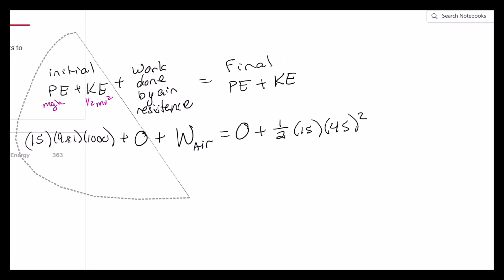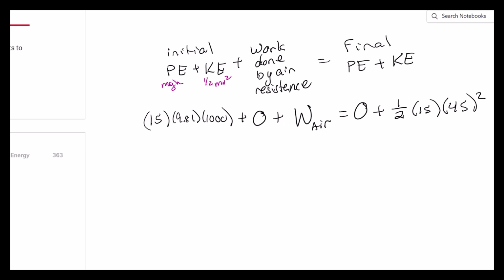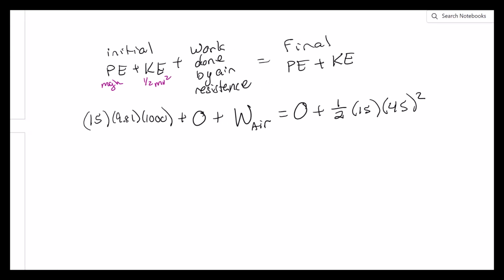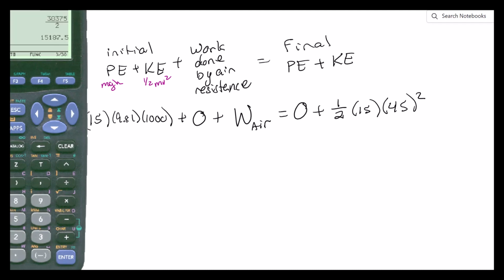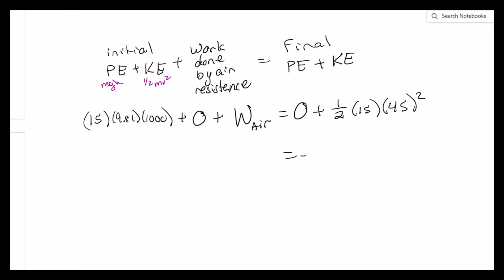So I'm going to take this off to the side and do some math. This isn't too bad. 15 times 1,000 times 9.81, and then 45 squared times 15 divided by 2, and I'm going to subtract those from each other. Oh, thank you, that's an exact answer. So I've got the work done by the air is negative 131,963 joules.